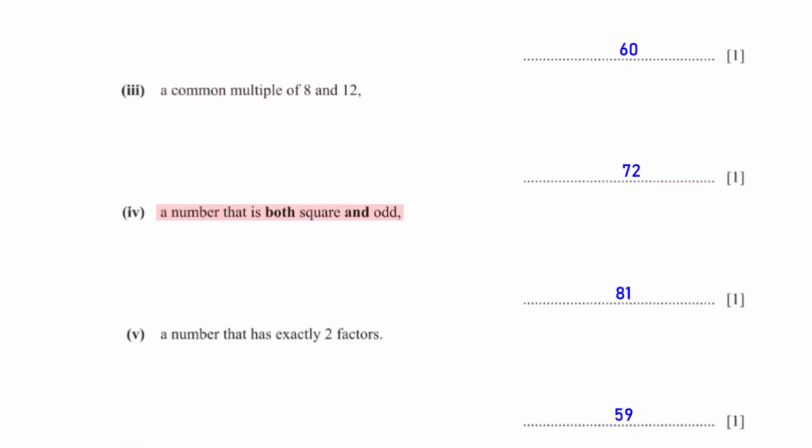Write down a number that is both square and odd. A number that is square and odd in the range is 81. Write down a number that has exactly two factors. A prime number, or a number that has only two factors, in the range is 59.